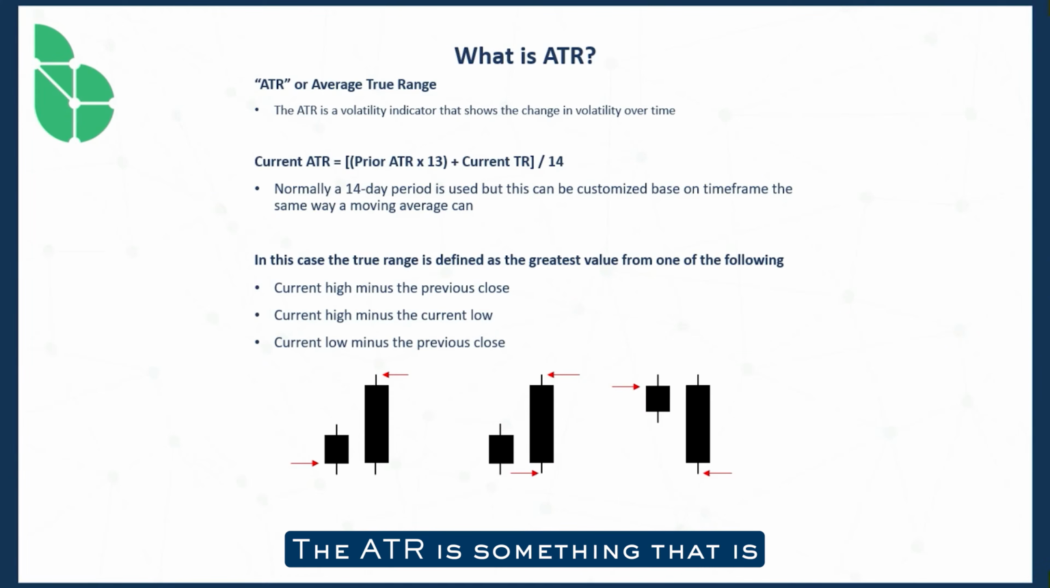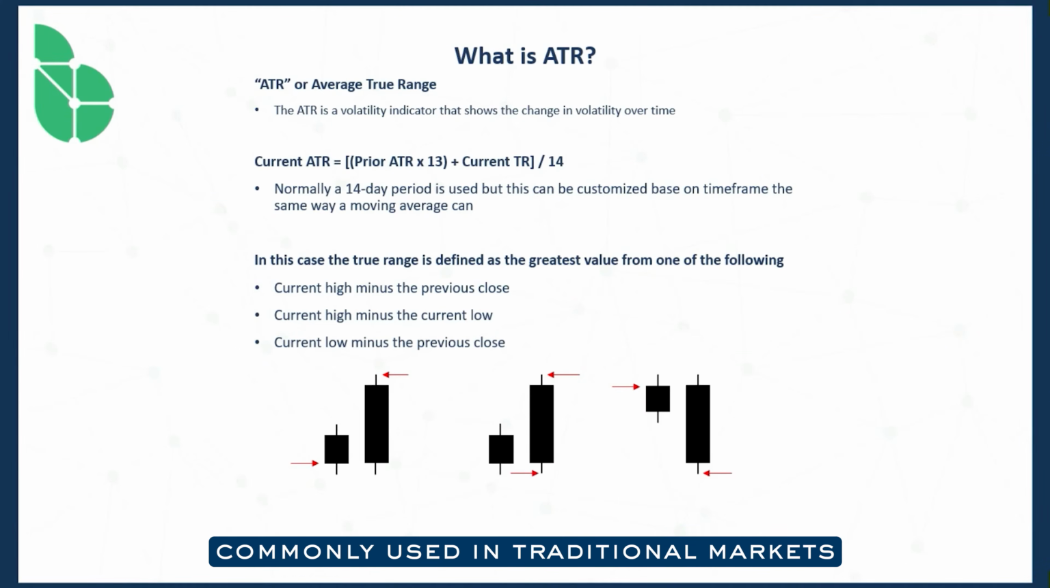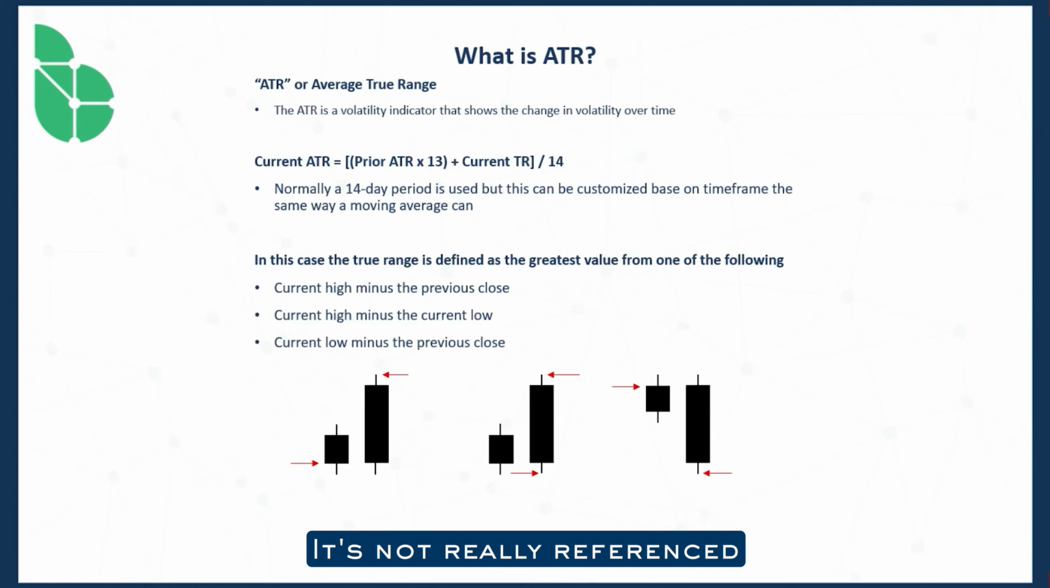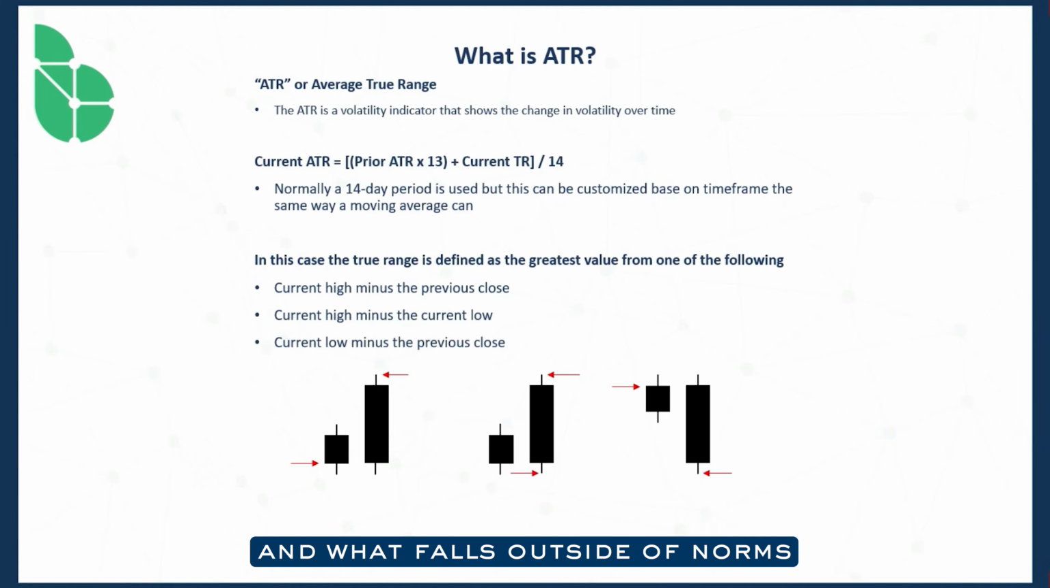The ATR is something that is commonly used in traditional markets. It's not really referenced often enough with crypto. It is a volatility indicator, so it shows us what the change in volatility is over time. Since it's a volatility indicator and a lot of it has to do with the range of price movement, it can help us identify what falls within norms and what falls outside of norms.